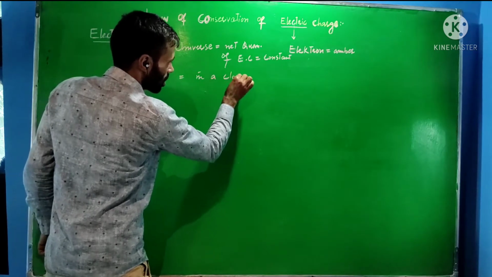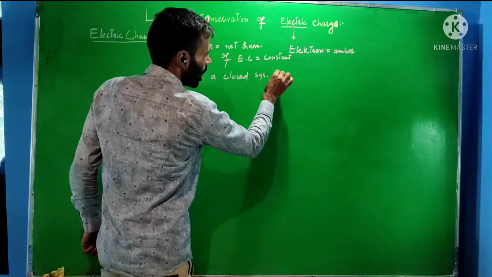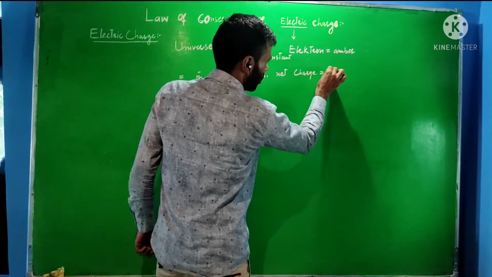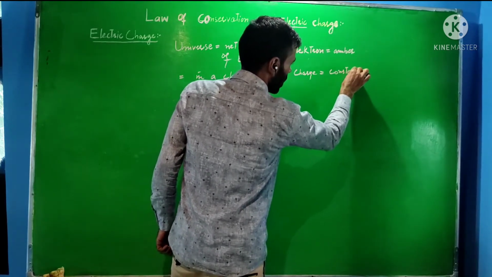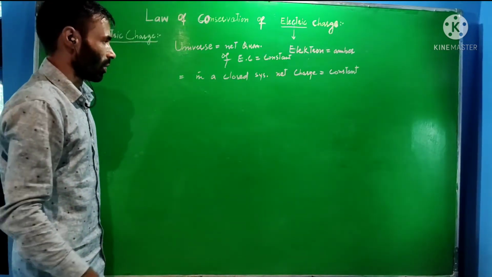In a closed system, the net amount of electric charge, the net charge, remains constant. Its value does not change. That means constant, that means conservation.